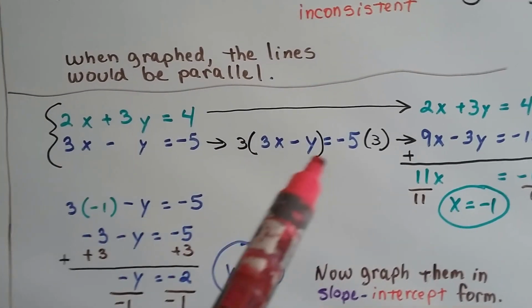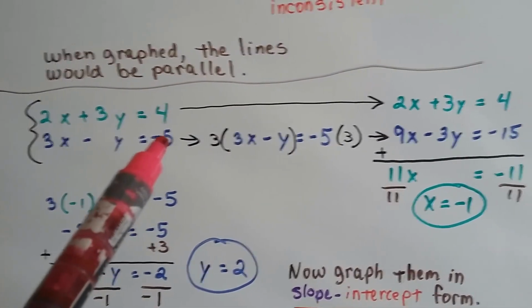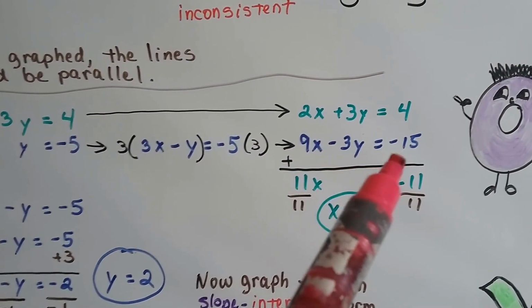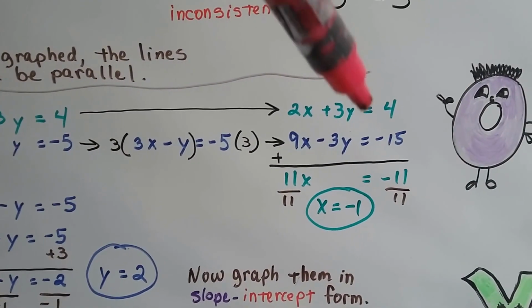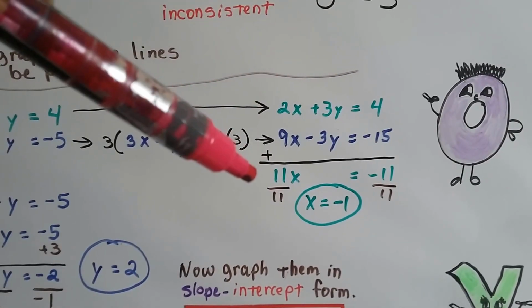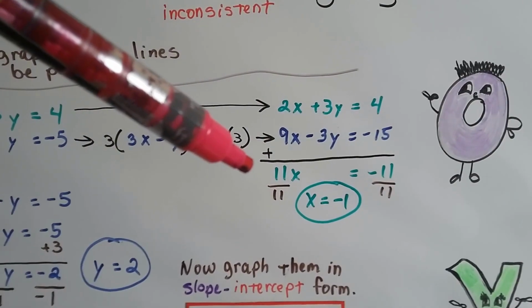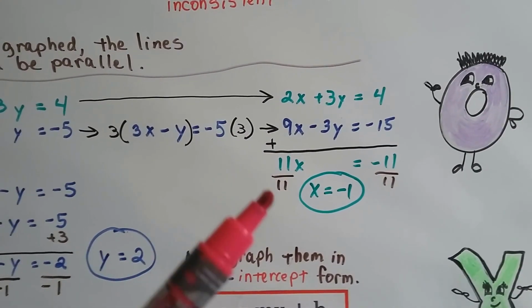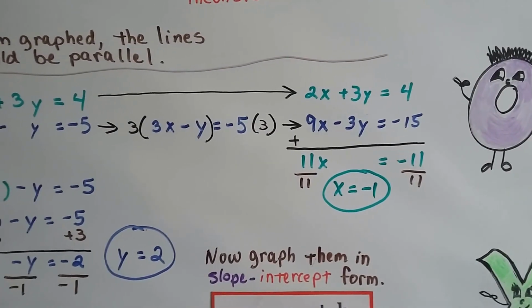We multiply the entire equation, including this minus 5 answer, by that 3, and we get 9x minus 3y equals a negative 15. Now we've created a zero pair in the center and eliminated the y, and we get 11x equals a negative 11. We can divide each side by that 11 coefficient, and we get that x is equal to a negative 1.